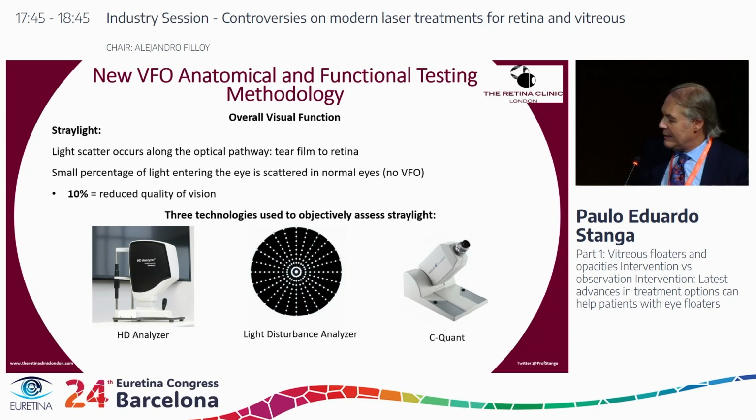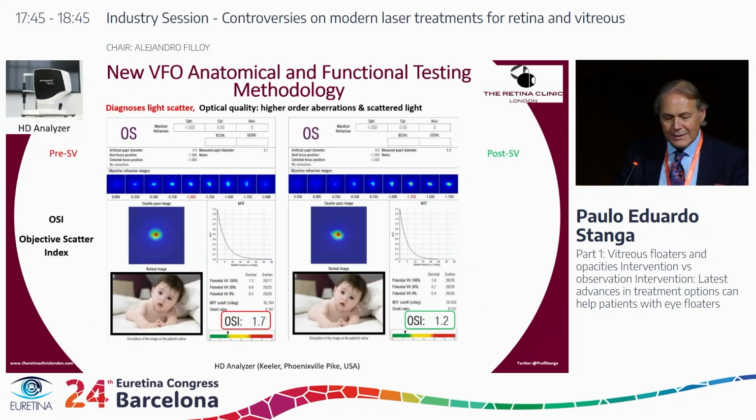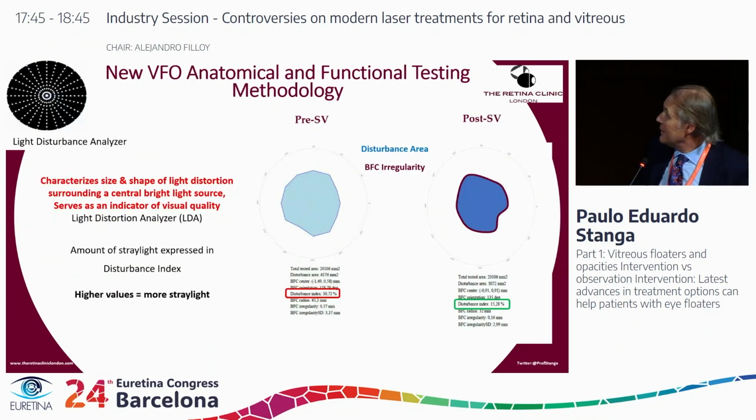But that doesn't mean that their vision is right. We have to remember that stray light reduces contrast sensitivity. And these are some of the results. Here we've got an index. This is before selective vitrectomy, and after selective vitrectomy, we are getting indexes. I'm not going to go into detail in the interest of time, but you can see that we are objectively assessing the patient before and after surgery.